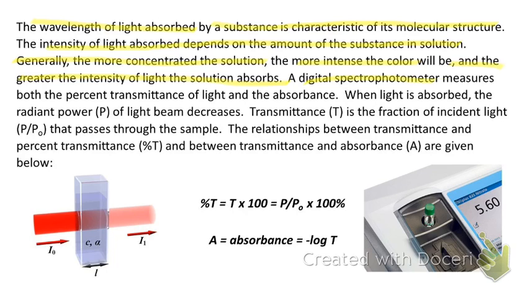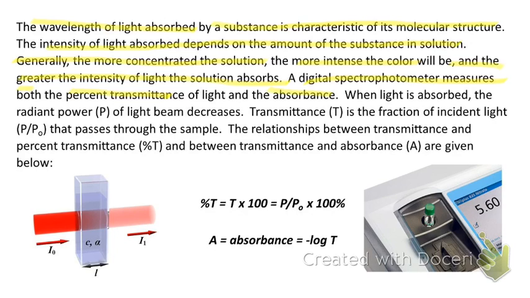So a digital spectrophotometer measures both what is called the percent transmittance and the absorption. The absorption is the light that's being absorbed by the compound, and the percent transmittance, we'll talk about what that means in just a minute. When light is absorbed, the radiant power P of the light beam decreases. You can think of power as the same thing as intensity, so we can substitute power and intensity together.